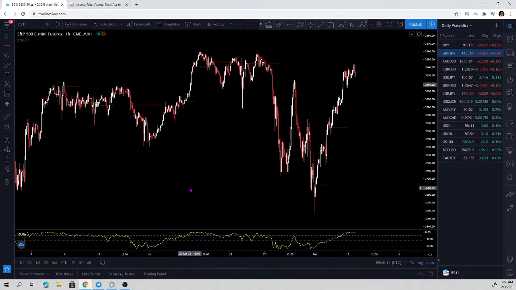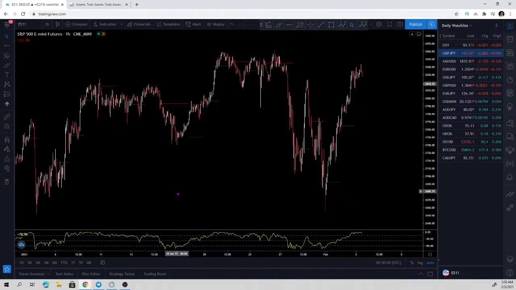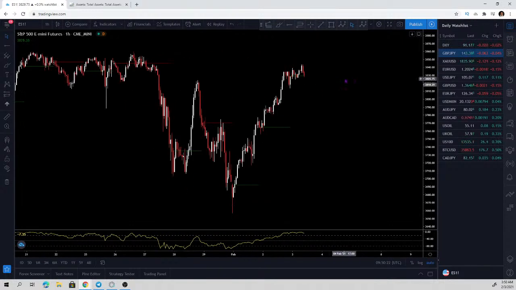Right, so the S&P 500. This is the E-mini S&P 500 futures chart. I know that we trade CFDs.